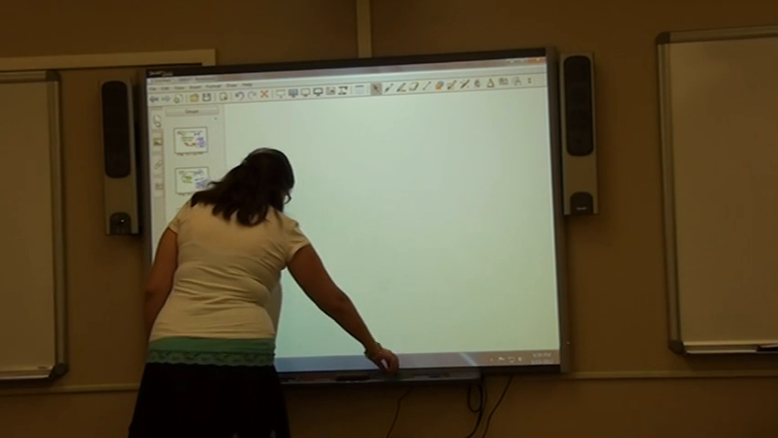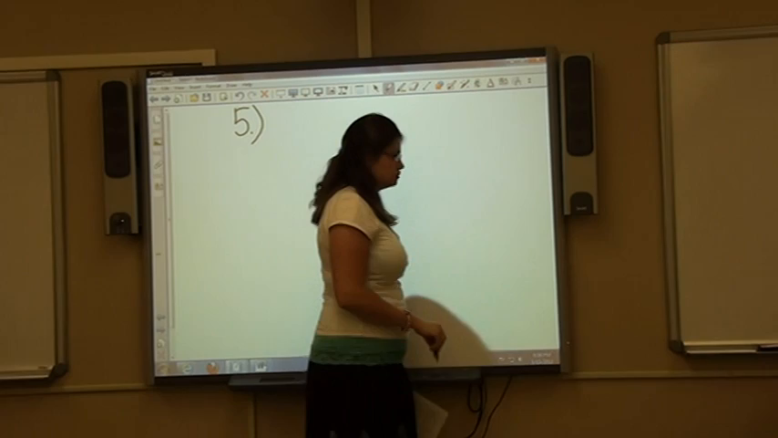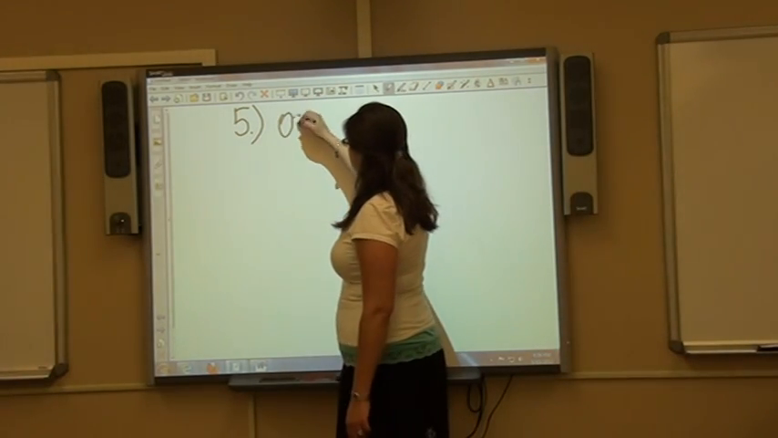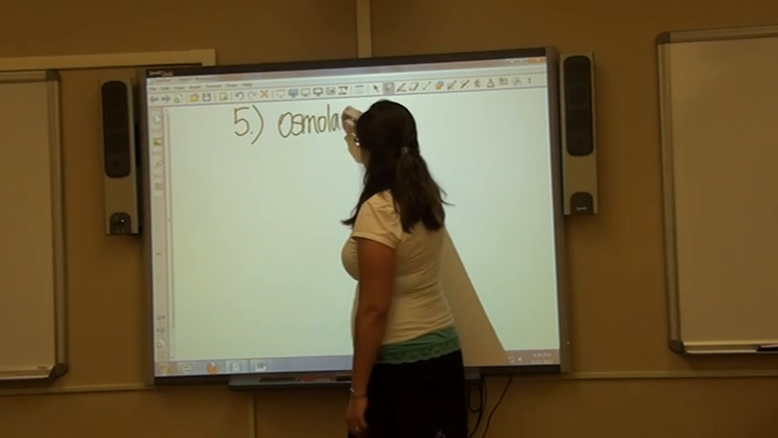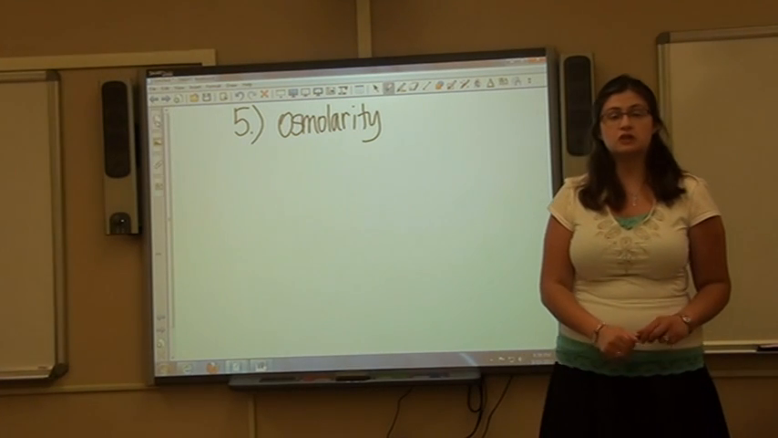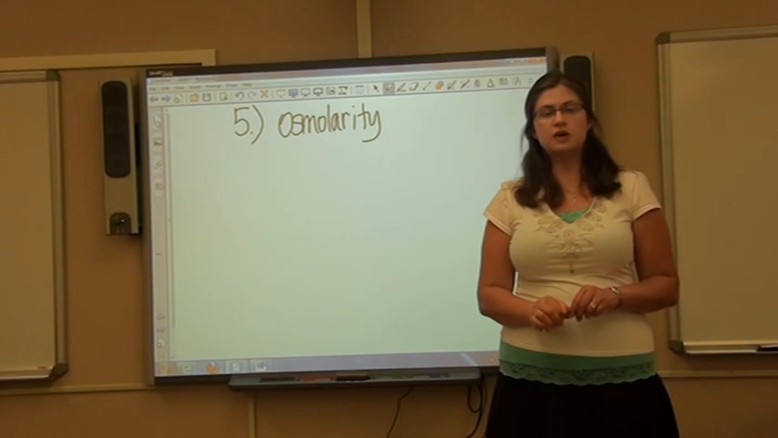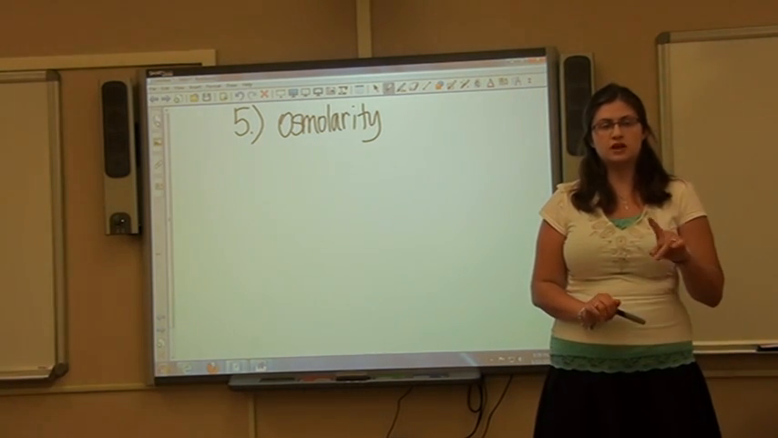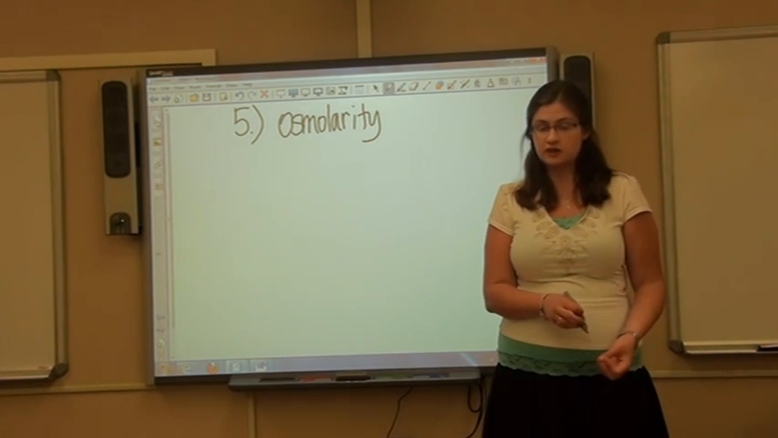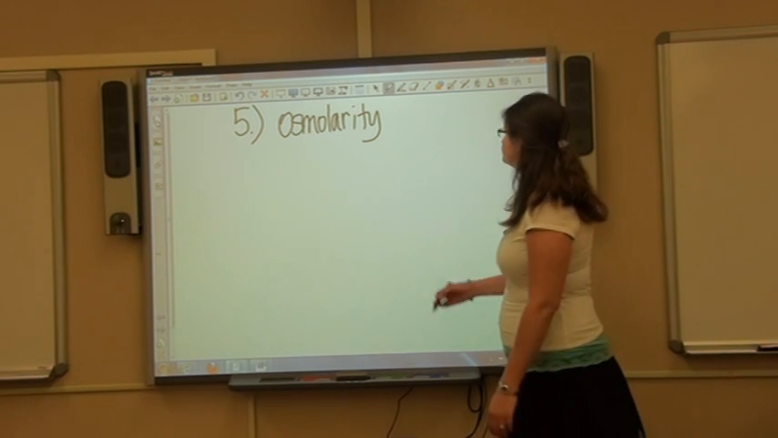Okay. So now we just have one more type of solution calculation to master, and that's what we call osmolarity. Osmolarity is a very special type of solution concentration, and we only measure it in one specific instance. We'll be talking about that in the next part of the lecture, but because it's a solution calculation, I wanted to just go through that right away.